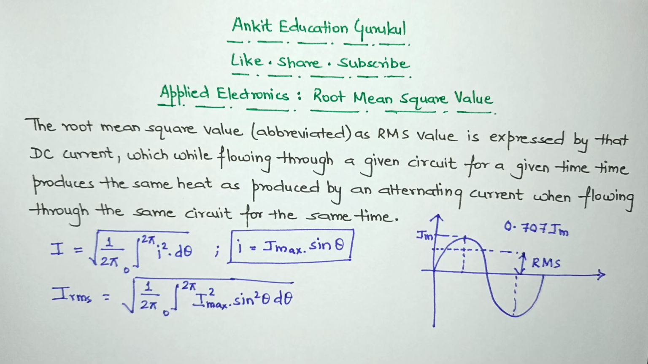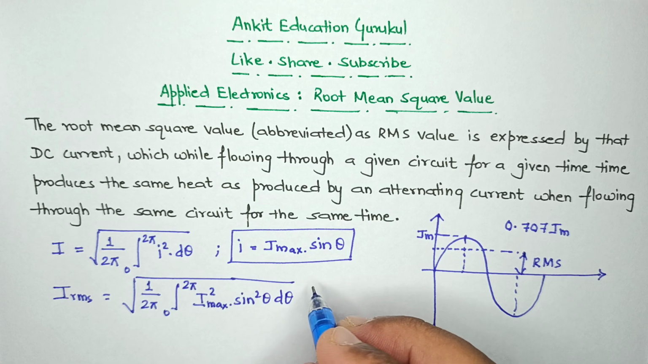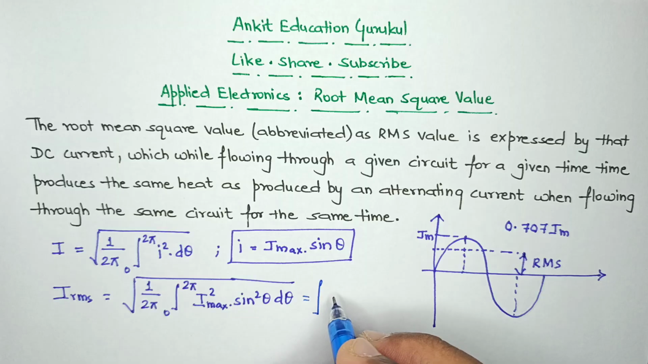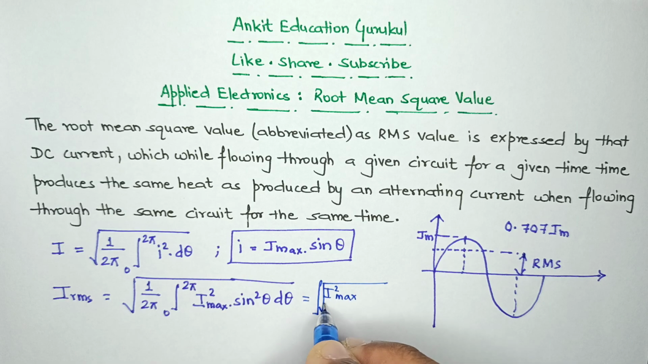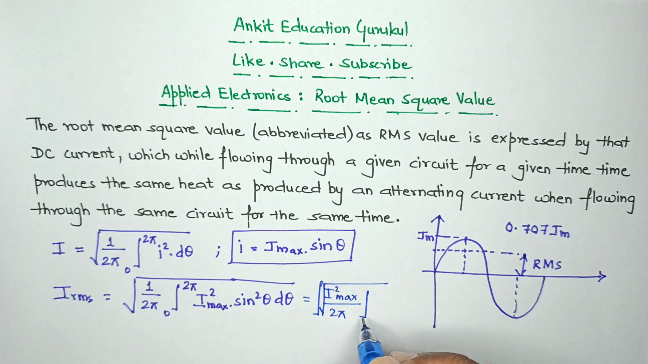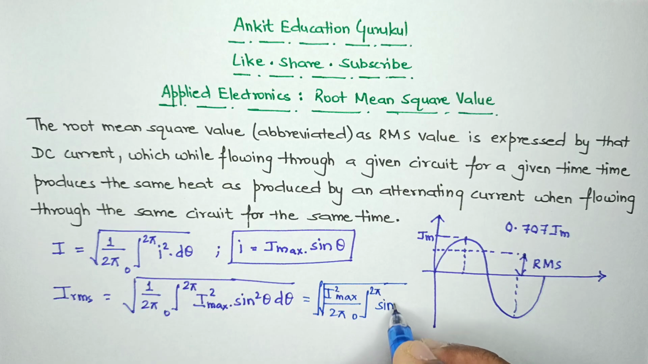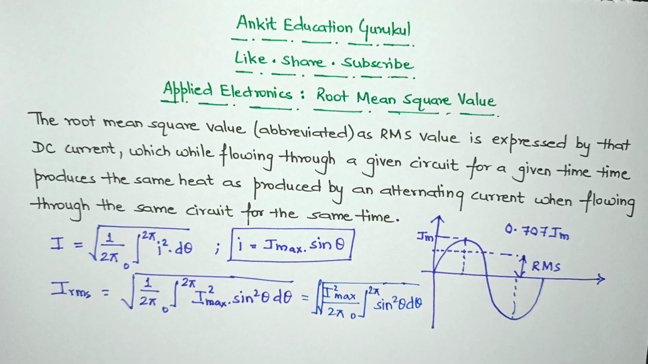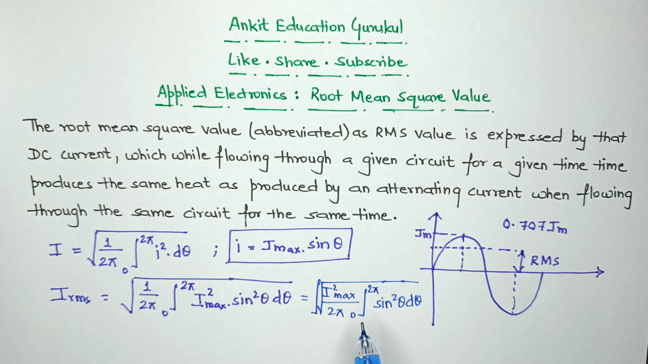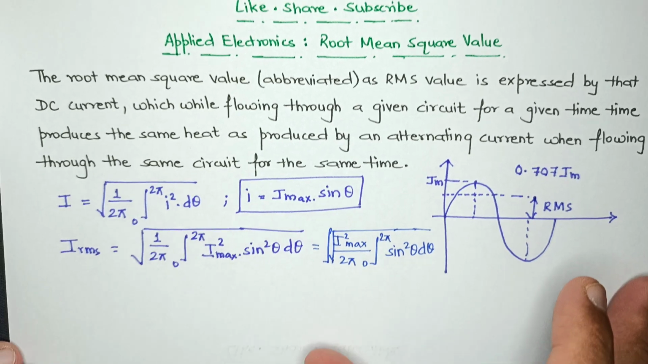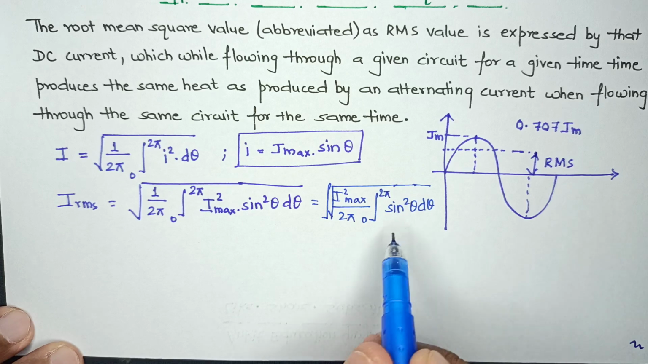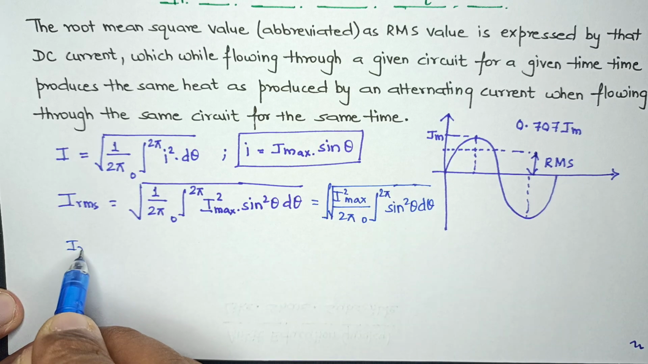If you notice, all I've done is change the value as per the integration rules. Now let us rearrange this again. So this would be the square root of Imax square divided by 2 pi, integration of 0 to 2 pi, and inside this we have sine square theta d theta. Now after this, all we have to do is integrate this value and we will get the answer. As per the normal rules of integration, first we have to convert this into the trigonometric formula.